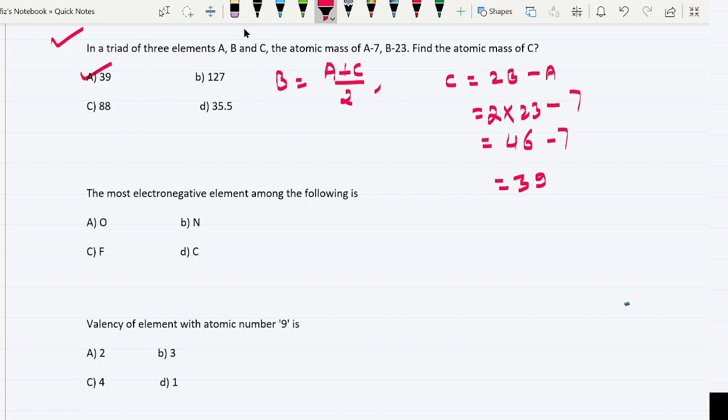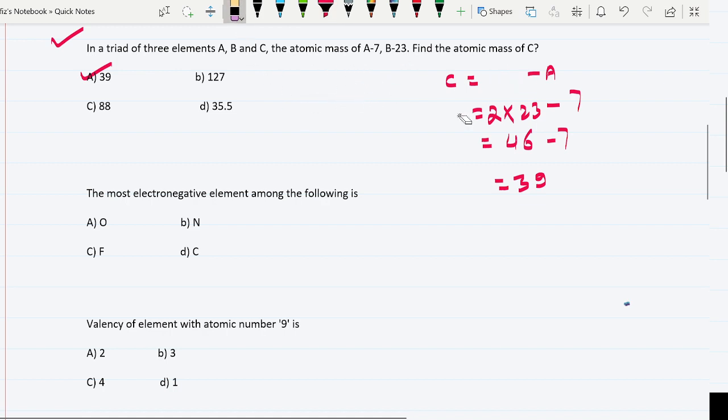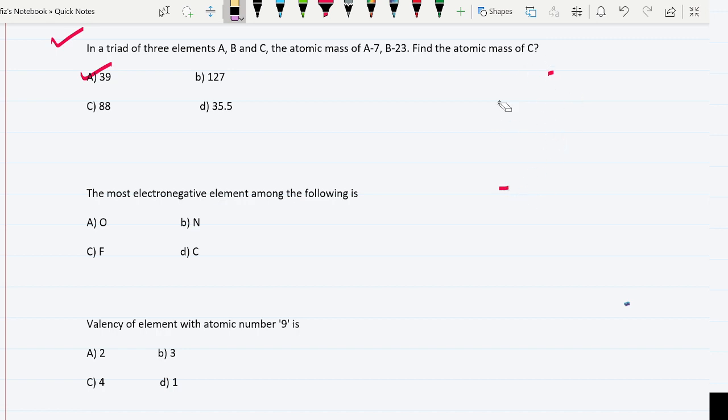Okay, this was on the law of triads. Hope everybody knows it. This is how you will have to approach such questions. Now look at the second question. Okay, next question is here. The most electronegative element among the following. See, again I'll tell you the trick to find the element which is most electronegative. The atom having smaller size will be most electronegative.